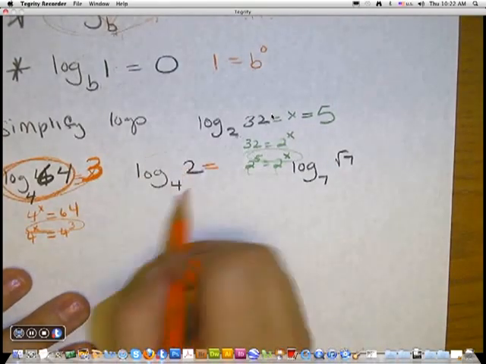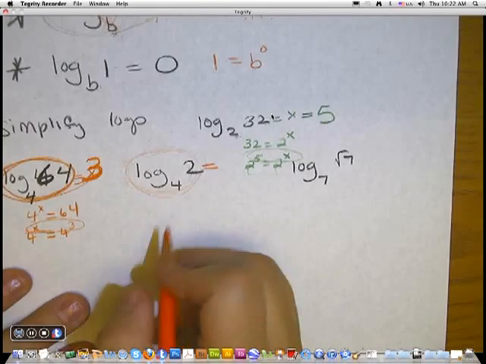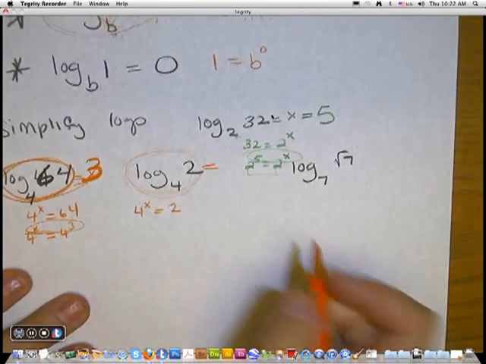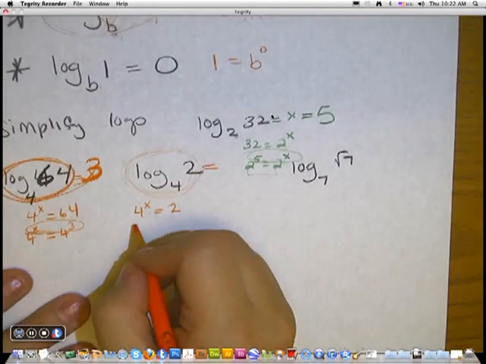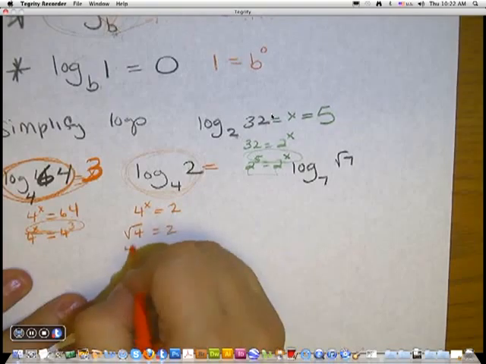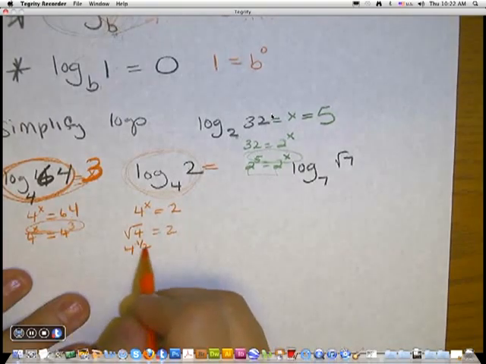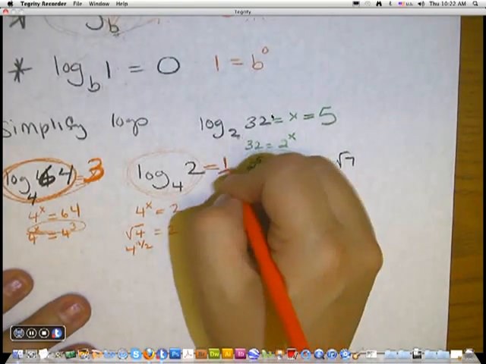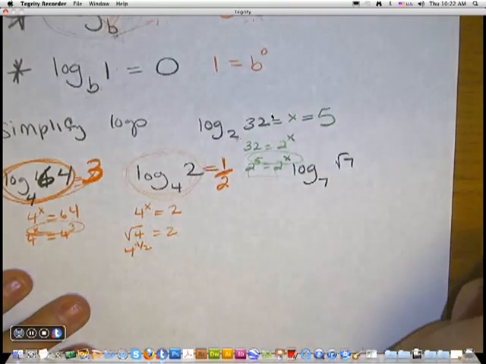Log base 4 of 2. What's the value of this? Well, what exponent on 4 gives you 2? Well, only the square root of 4 is 2, so that must be 4 to the 1/2. Remember that in over out idea? So therefore, it must be 1/2.